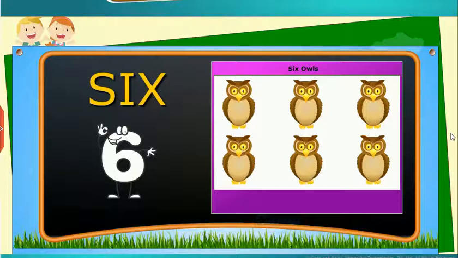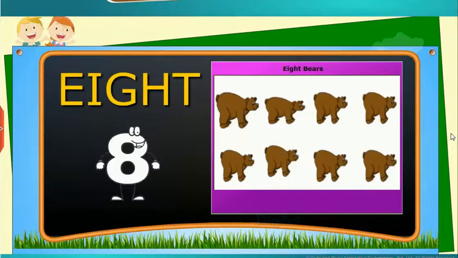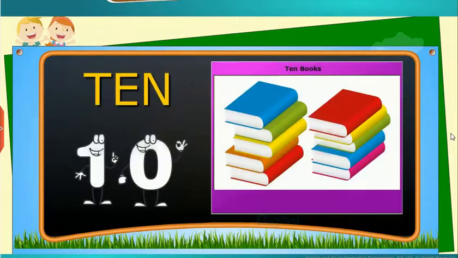6. S-I-X, 6. Six owls. 7. S-E-V-E-N, 7. Seven rabbits. 8. E-I-G-H-T, 8. Eight bears. 9. N-I-N-E, 9. Nine fish. 10. T-E-N, 10. 10 books.